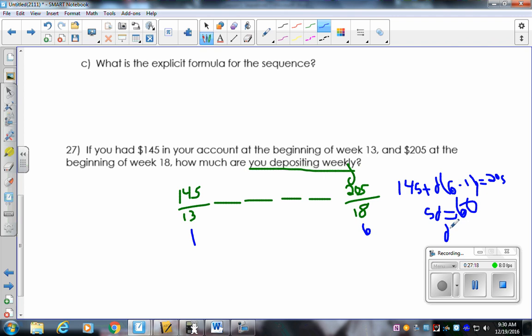Okay, so that's the question. It's not asking how much I have in each week. It's not asking me how much I have total. It's saying how much are you depositing? It's asking for the common difference. It's $12. I mean, it's better than nothing, guys. At least you got a savings account going on. All right, let's take a look at one more together.